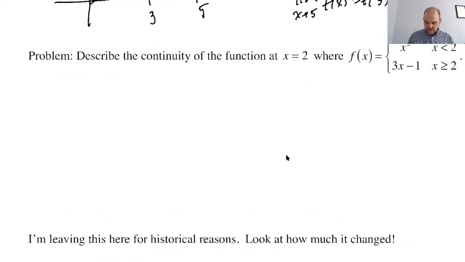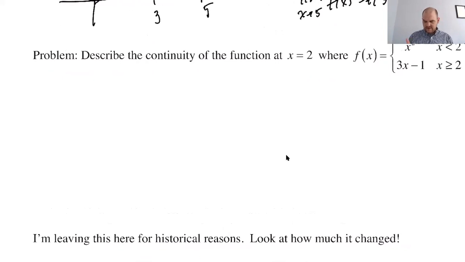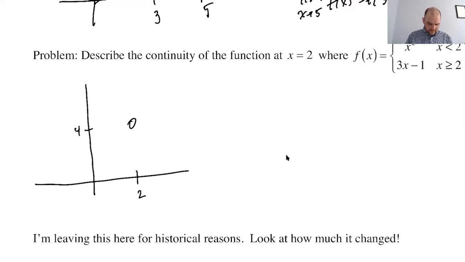It's x squared when x is less than 2, and then 3x minus 1 when x is greater than or equal to 2. So x squared when x is less than 2. At 2, if I could get to 2, I would get 4. So I'm going to put a tick mark there, and then an open circle, and then just go like this.